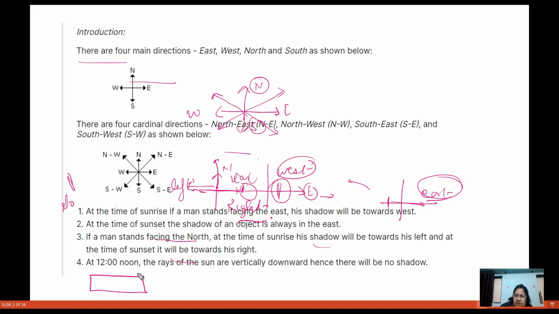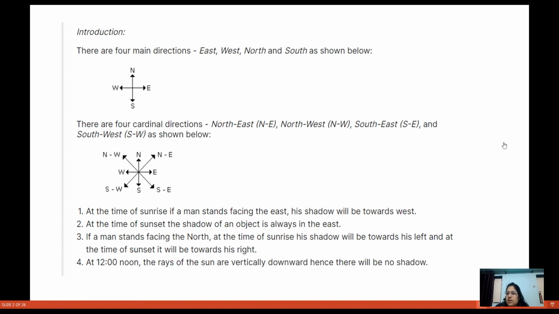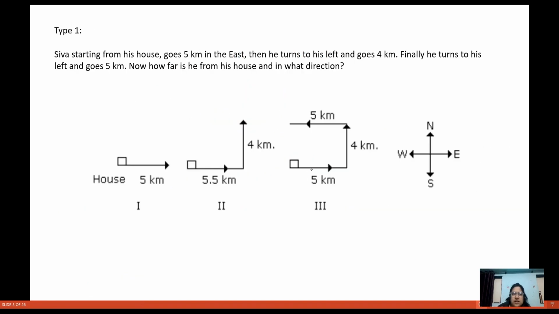So remember this thing. If in the morning we are facing towards the north, then our shadow will be towards the left. If in the evening we are facing toward the north, then our shadow will be towards the right. This is the basic difference, and now let's continue with our questions.